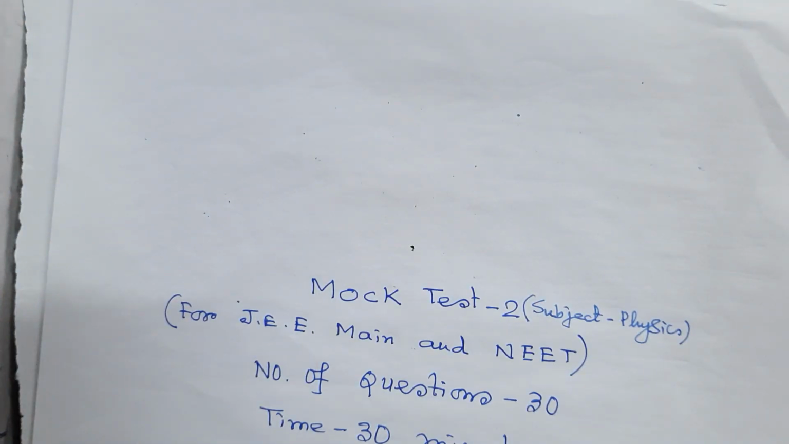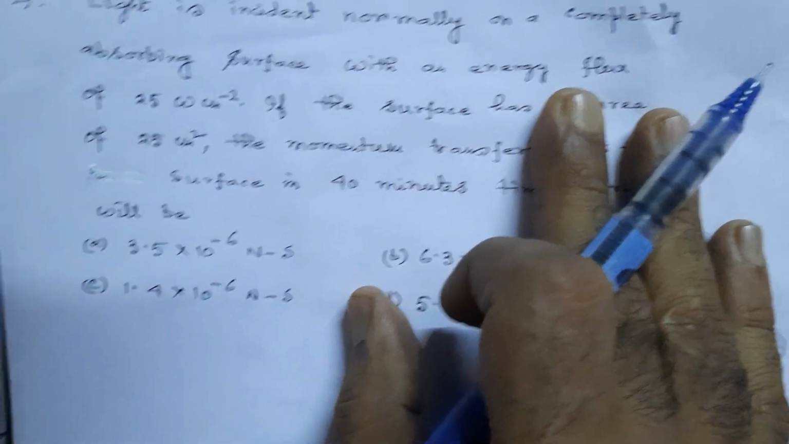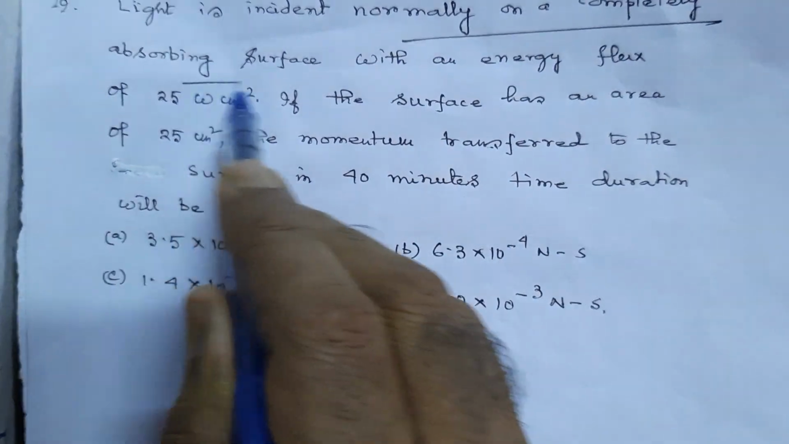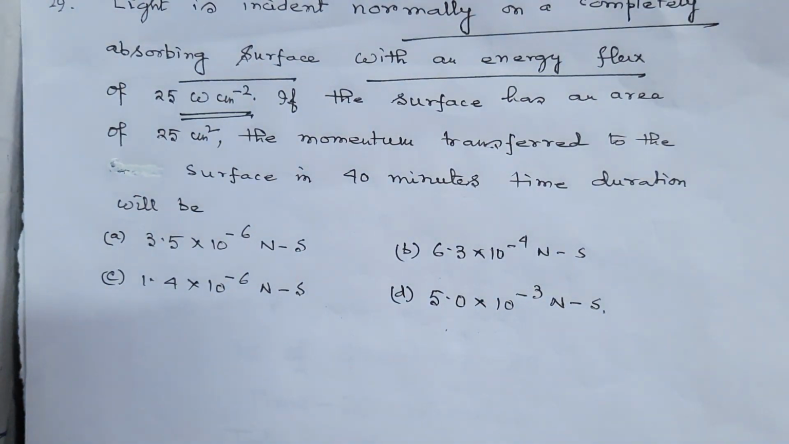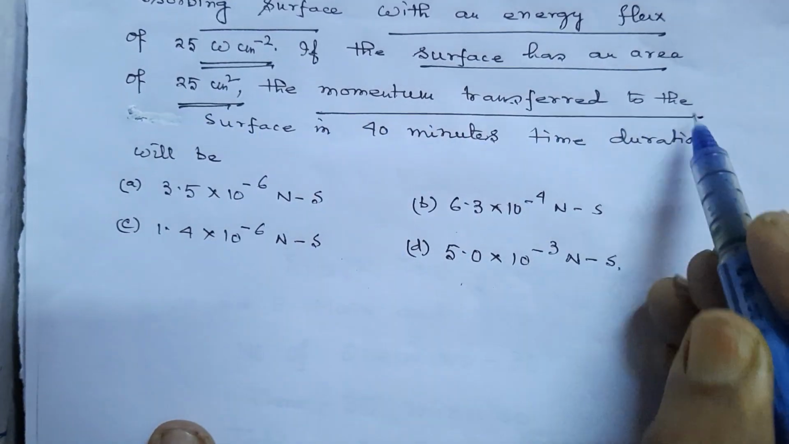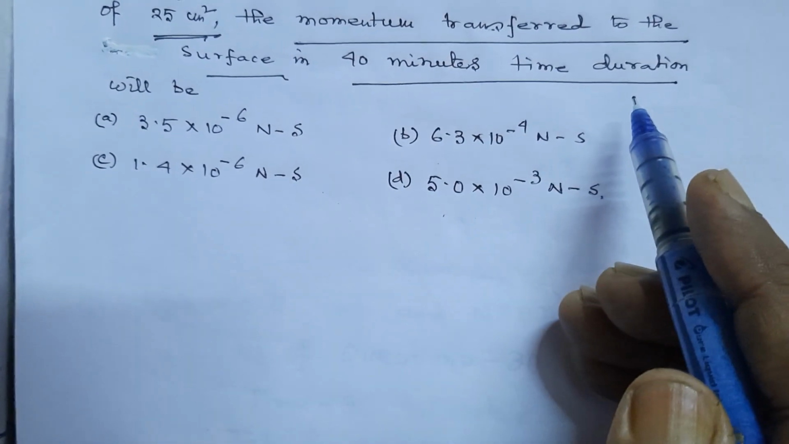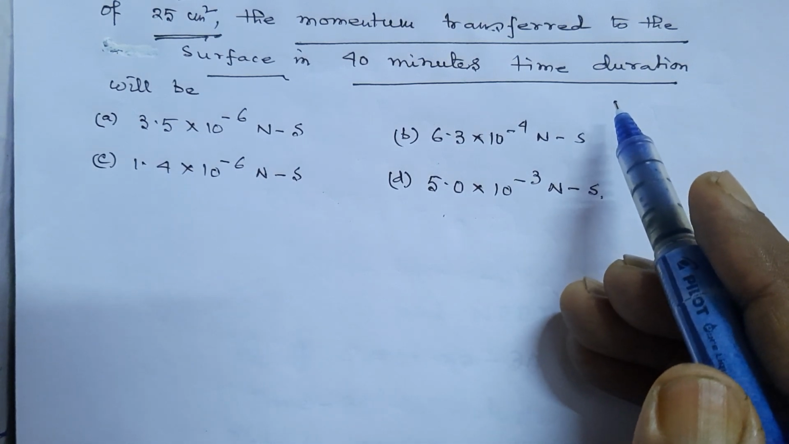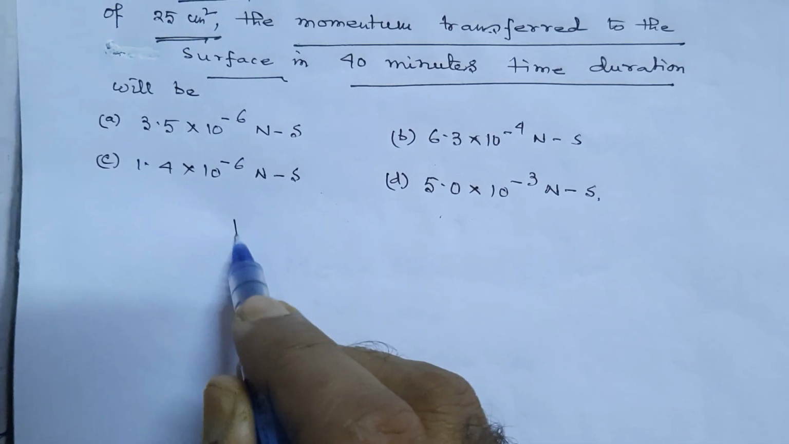Now see the last page, question number 29. Light is incident normally on a completely absorbing surface with an energy flux of 25 watt per meter square. If the surface has an area of 25 centimeter square, find the momentum transferred to the surface in 40 minutes. Momentum transferred, change in momentum, equals impulse, force F into delta T.